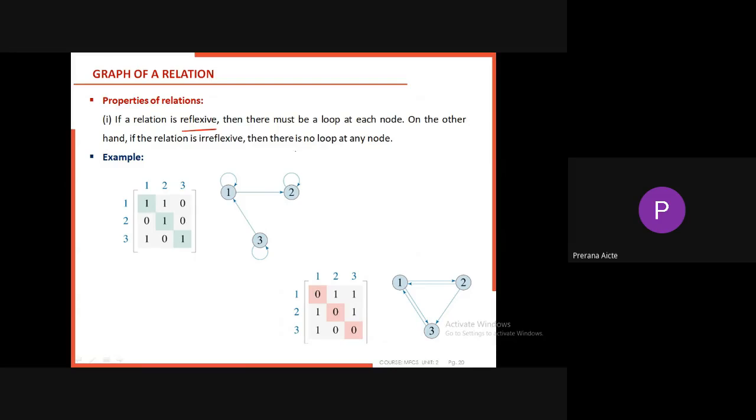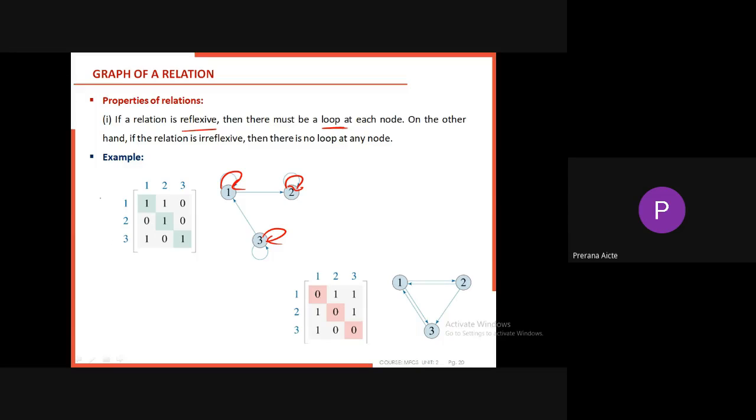Okay, if the relation is reflexive, there must be a loop at each node. Loop means we need to have it like this. So for every node, if we have the loop, then I can say that it is following the reflexive property. On the other hand, if the relation is irreflexive, then there is no loop at any node. If there is no loop at any node, then I can say that it is following the irreflexive property.